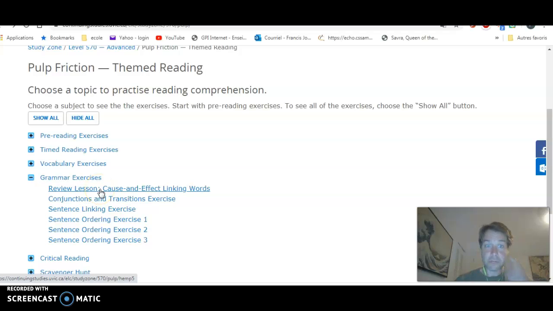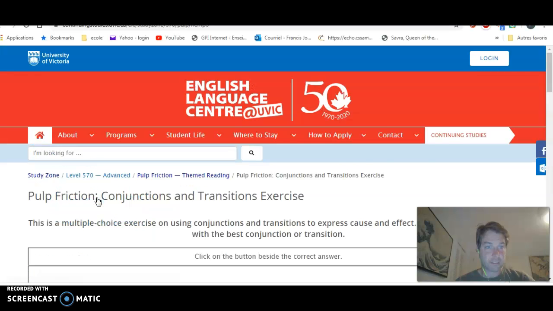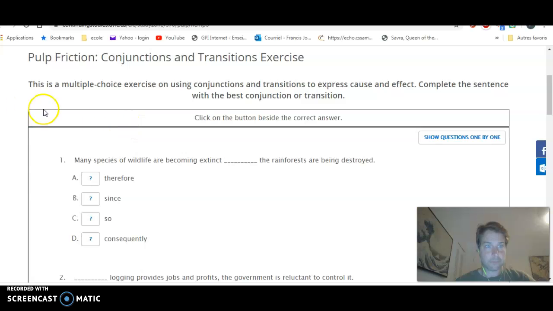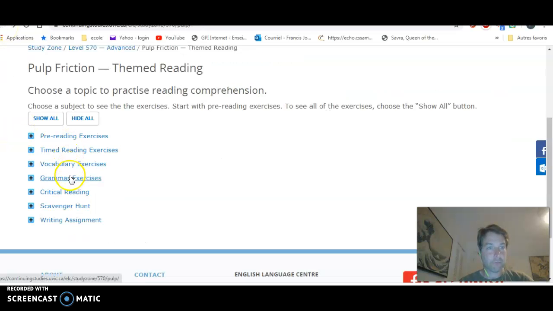Review lesson, cause and effect linking words, conjunctions and transition exercise. This is a multiple choice exercise on using conjunctions and transition to express cause and effect. Complete the sentences. Many species of wildlife are becoming extinct. Therefore, since, so, consequently, rainforests are being destroyed. So which words should be used over here? So this is just an example of the grammar they ask you to do over here.